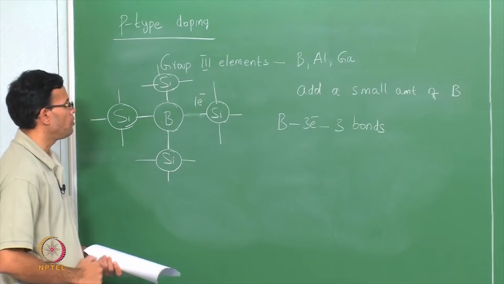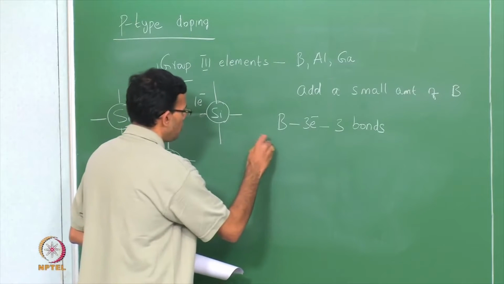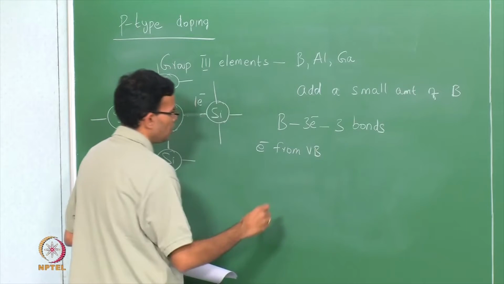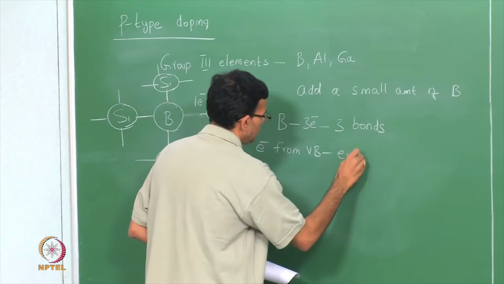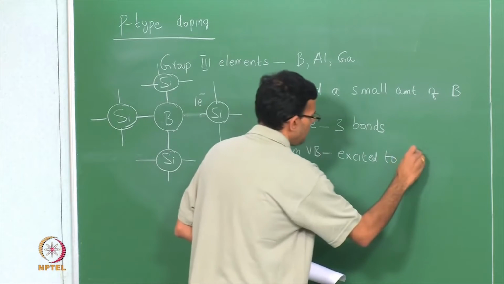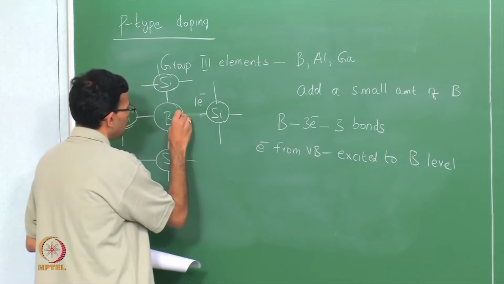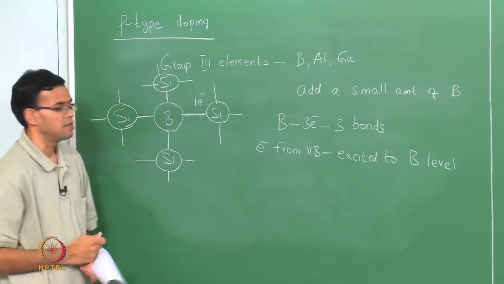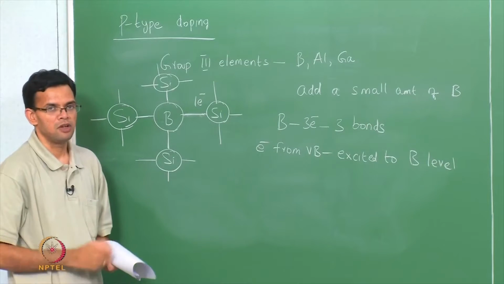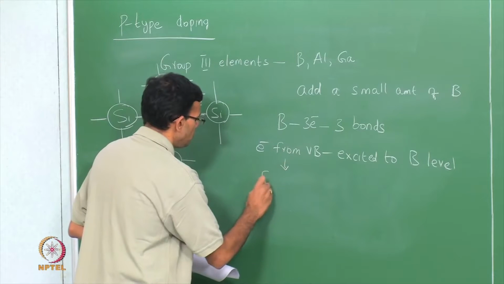In order to form the bond with this silicon atom, an electron from the valence band is excited to the boron level, so that it can form the bond with silicon. When an electron moves from the valence band, you are left with the absence of an electron. This forms a hole.